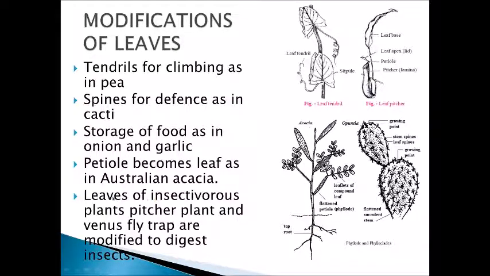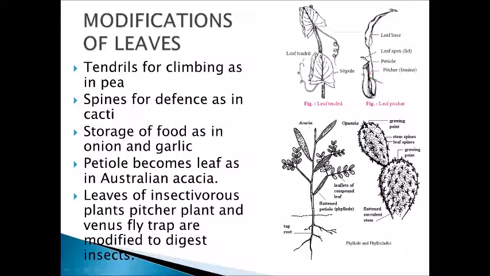The last example is of insectivorous plants. Pitcher plant, then Venus flytrap. In these, the leaves are modified. Here we have the example of pitcher plant. This is the lamina. This is the petiole of the plant leaf, and this is the leaf base. Leaf base, petiole, and the lamina.